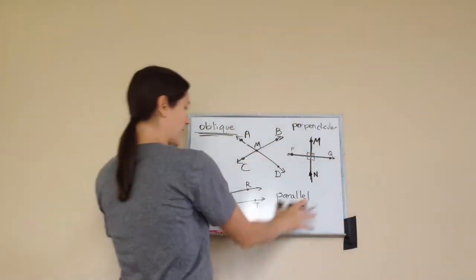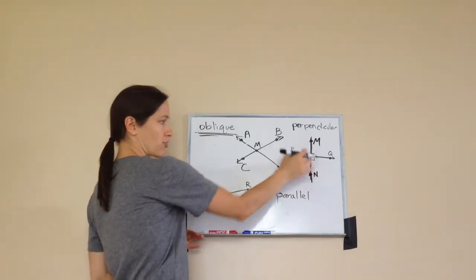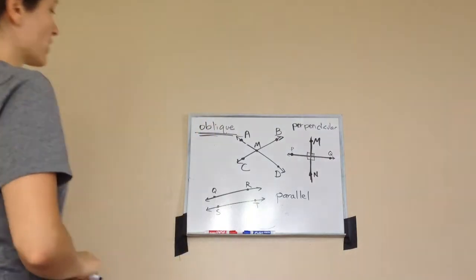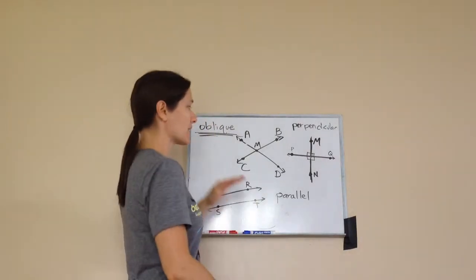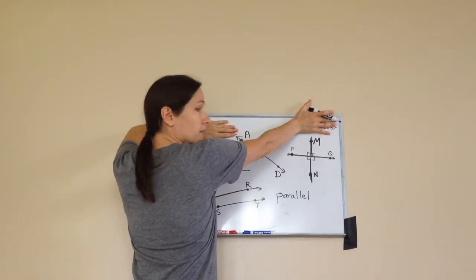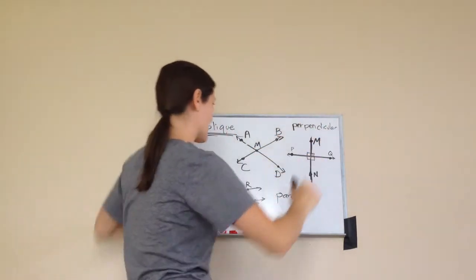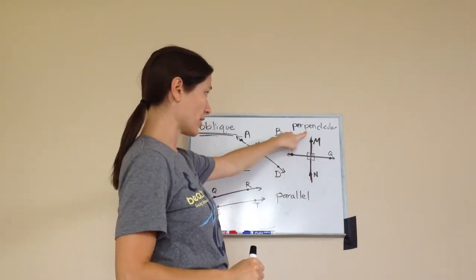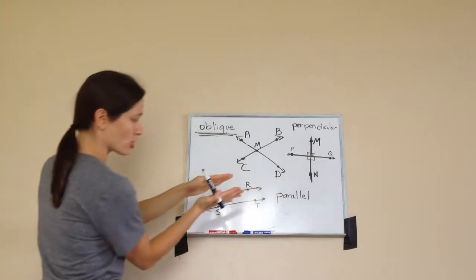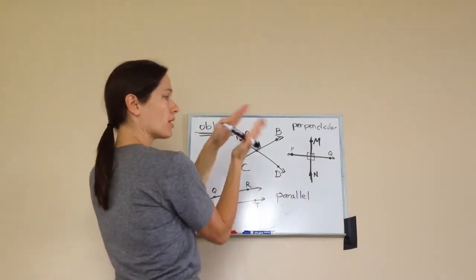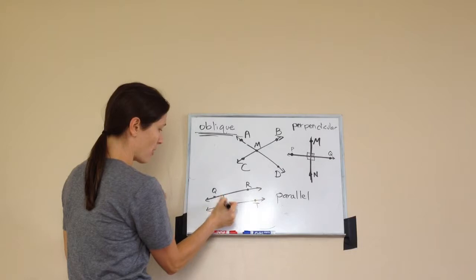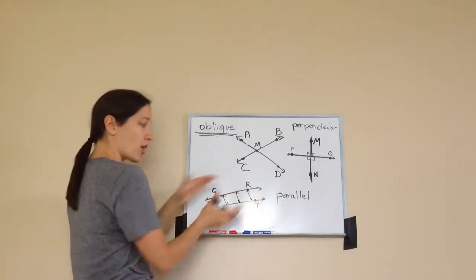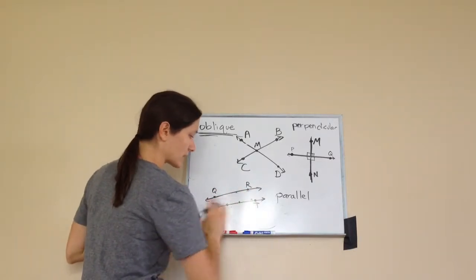Okay, now let's talk about each of these three different figures that I've drawn up here. Hopefully you remember that lines that just cross are called what? They're called oblique lines. Lines that cross and form four corners are called perpendicular lines. And lines that are just, where no matter how you turn them, they stay the same distance apart from each other. From here to here is the same distance. From here to here is the same distance. Those are called parallel lines.